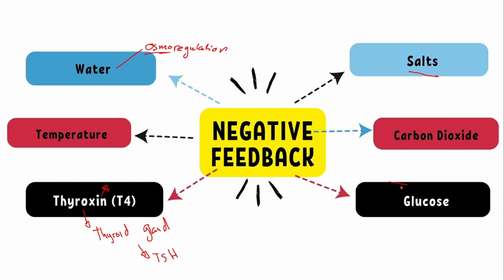And then we have glucose, which I've already discussed, and it involves the pancreas. And we're going to look at what the pancreas secretes in order to balance glucose as well. So these are the six processes that need negative feedback to occur. Okay, so let's quickly discuss the feedback loops for each one of them, negative feedback.